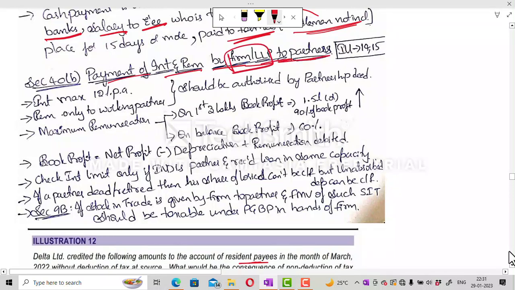The firm will pay some remuneration, salary, interest, or all that to partners. Whether it is eligible or not: interest is eligible, but a maximum of 12% per annum, and it should be authorized by the partnership deed. Remuneration is allowed, but only to working partners, and it should be authorized by the partnership deed.